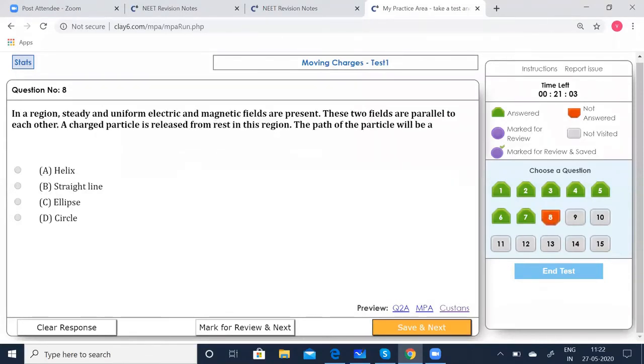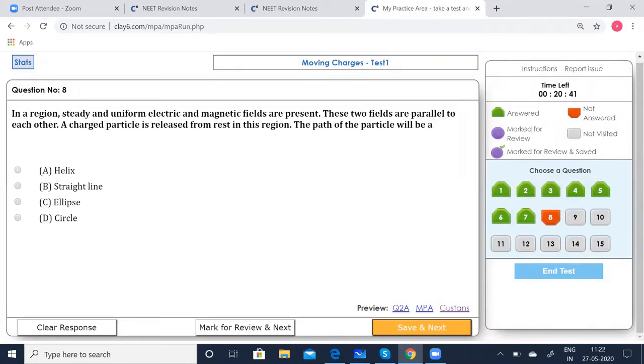Now coming to the eighth one. In a region, steady and uniform electric and magnetic fields are present. These two fields are parallel to each other. A charged particle is released from rest in this region. Then the path of the particle will be helix, straight line, ellipse, or circle.